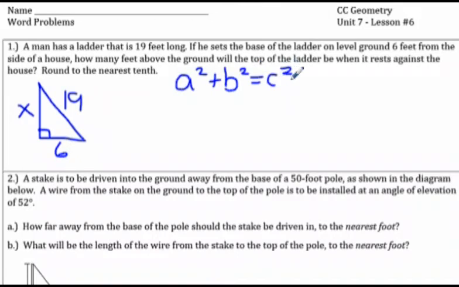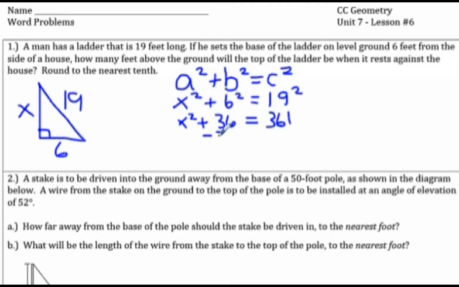C is always going to be the hypotenuse, so crossing the right angle is 19. That has to be C, so plug that in. And the A and the B are the other 2 sides, and it doesn't matter which one's which. So I'll make that x and make the other variable the 6. Okay, so we know the 6 squared is 36, and 19 squared is 361.